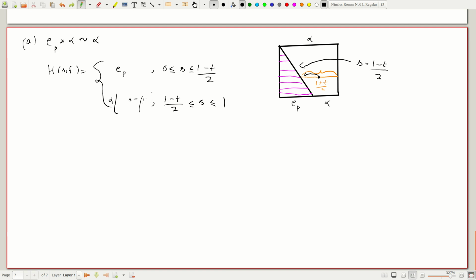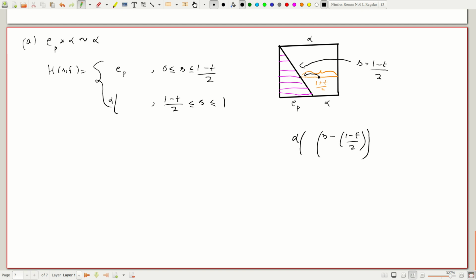Okay, it's getting a little ugly there. So I'll write it here and then we'll copy it there. What I look at is alpha of, first of all, the difference s minus (1 minus t)/2. Why is that? Because that is the quantity which tells you the difference between this and the left end point. So when s is (1 minus t)/2, I want alpha of 0.